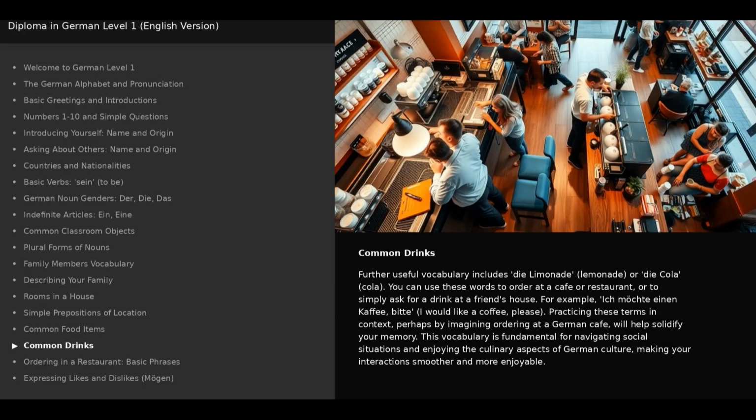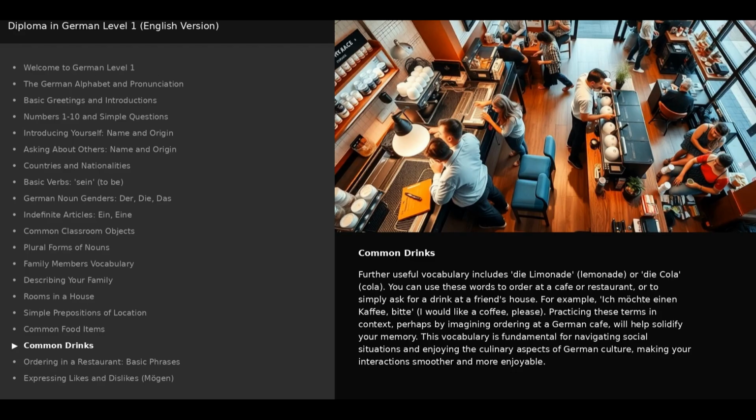Further useful vocabulary includes die Limonade, lemonade, or die Cola. You can use these words to order at a cafe or restaurant, or to simply ask for a drink at a friend's house. For example, ich möchte einen Kaffee bitte. I would like a coffee, please.